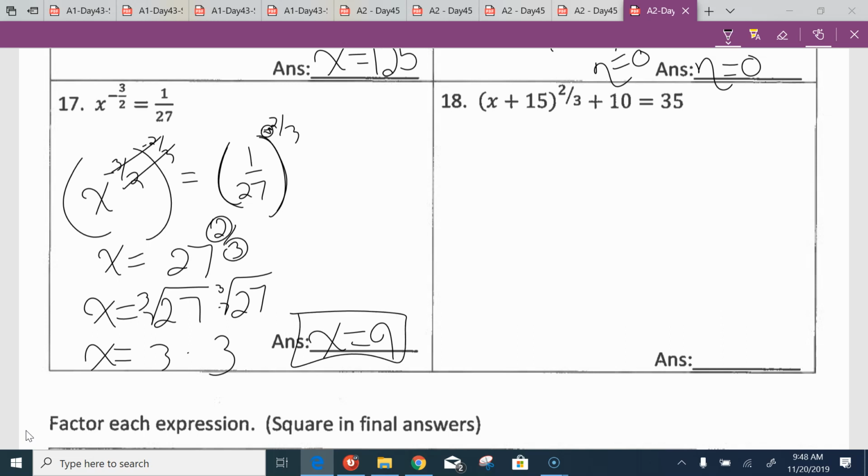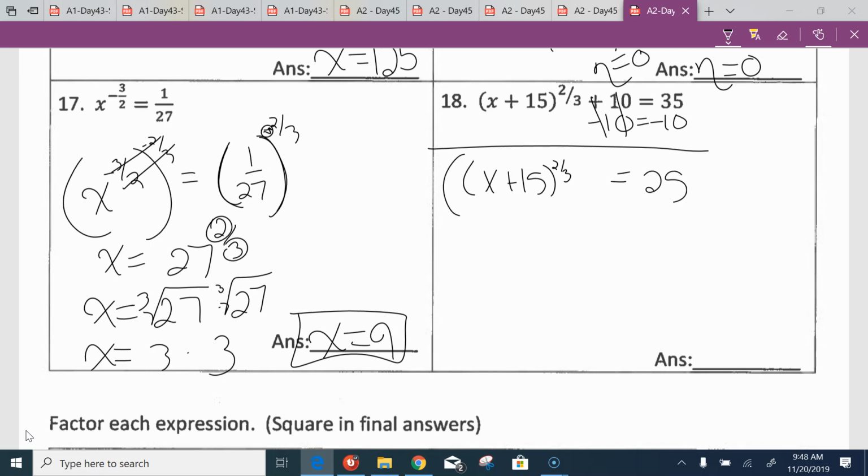And for number 18, I have x plus 5 raised to the 2/3 plus 10 equals 35. I have this plus 10 that's not being affected by my exponent. So I must remove it till I only have the exponent stuff by itself. So I'll first subtract 10 from both sides. When I do that, I have x plus 15 to the 2/3. That cancels out. 35 minus 10 is 25.